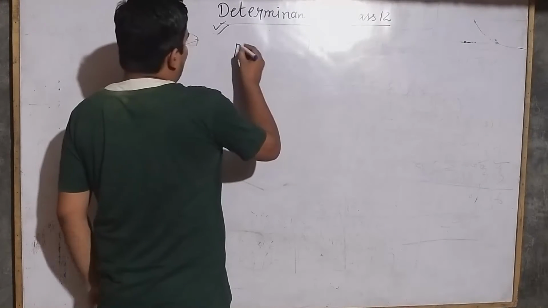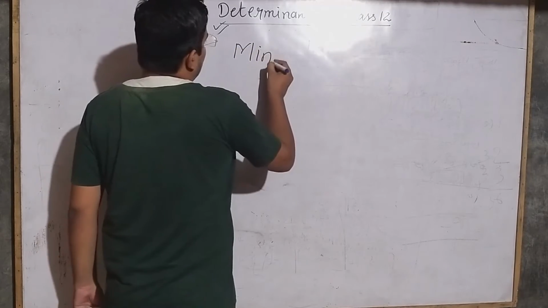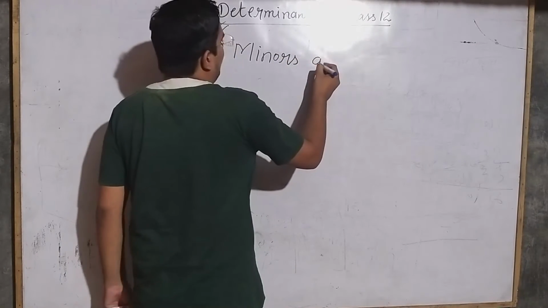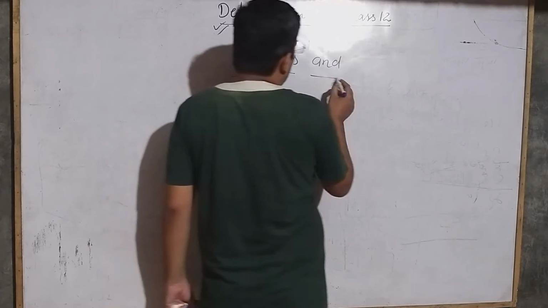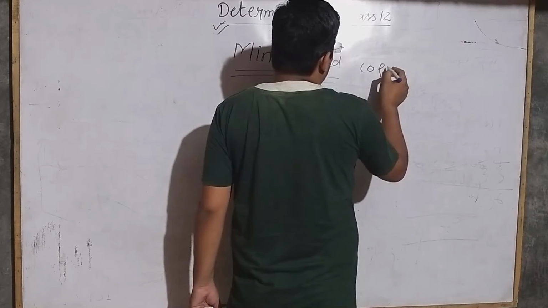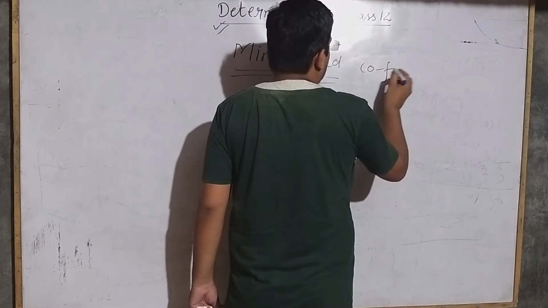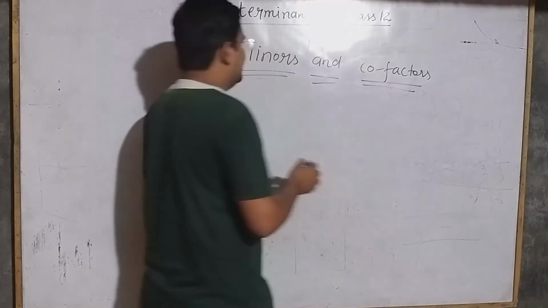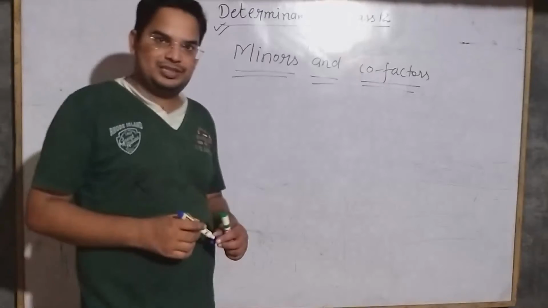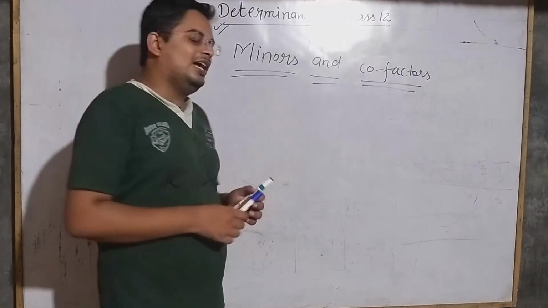What is this? This is the minors and cofactors. This is very important. Minors and cofactors. What are the minors and cofactors? So I am going to explain this thing with the help of an example.